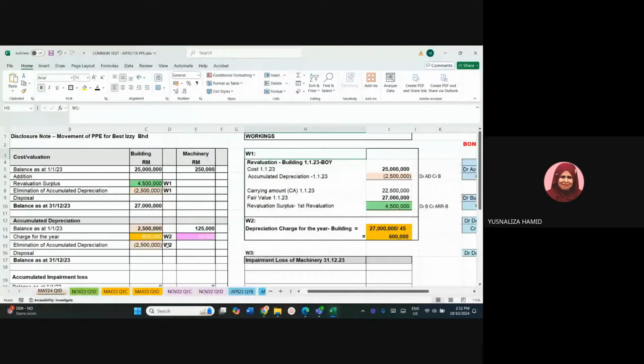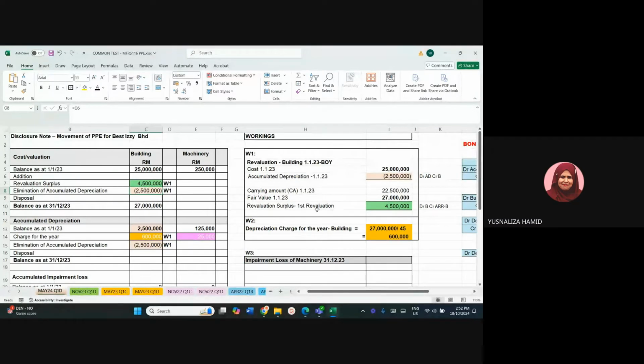So here you have the working for building, working one. And the elimination of accumulated depreciation is also working one. So these are all the ones that I produce here. So here, this is the one here, 2.5 million. You debit, you remove, you credit building, you also remove from building.